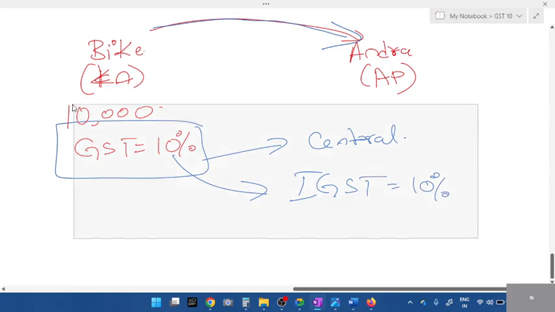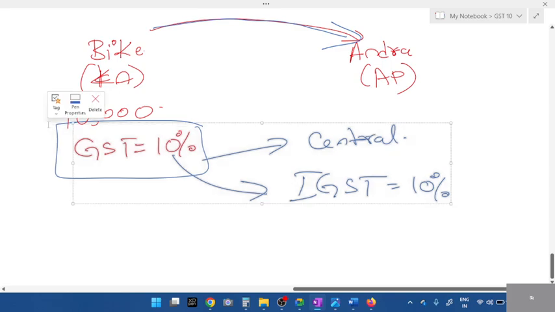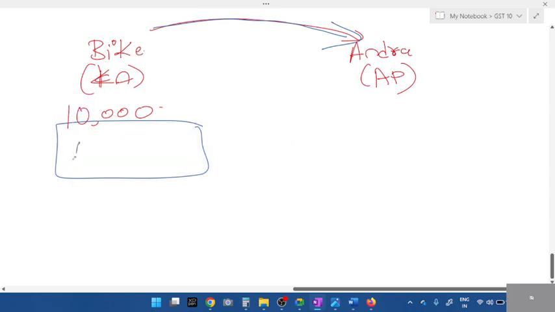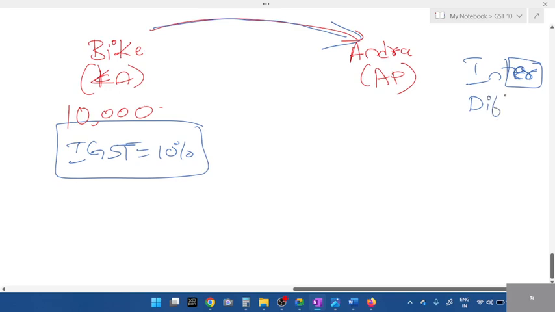So here the twist is that sometimes they'll give it like this, or sometimes to confuse you all, they would give IGST. IGST is 10%. So don't get confused. If it is a different state, we call it inter. Can you see this word inter? What did I tell you? Inter means different state. If it is a different state, the total amount will go to the central government.